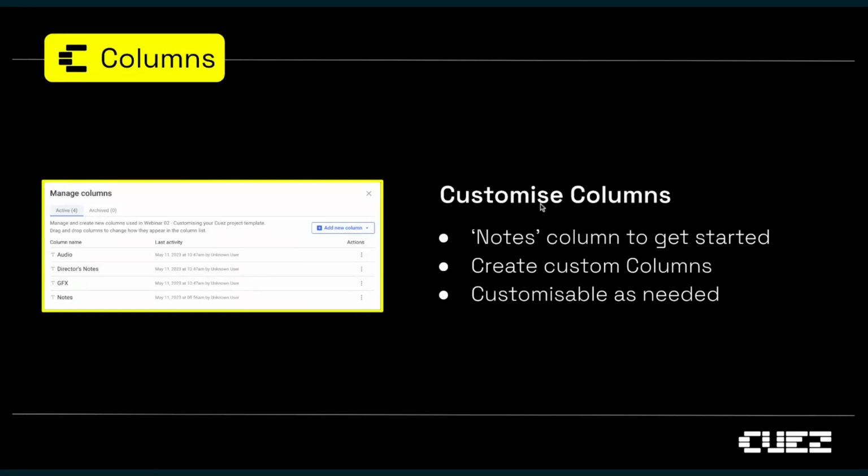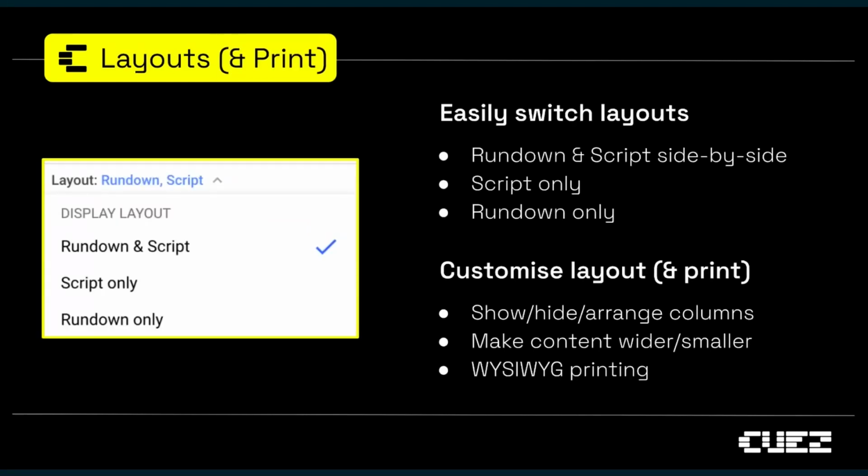Afterwards, with our columns, we will also discuss the notes columns that you get by default and how to create your own columns or how to customize the existing ones. And then lastly, we will talk about how you can switch layouts, which layouts are available, and how to arrange columns, show and hide columns, and so on, to create your own view to then use in printing and PDF.